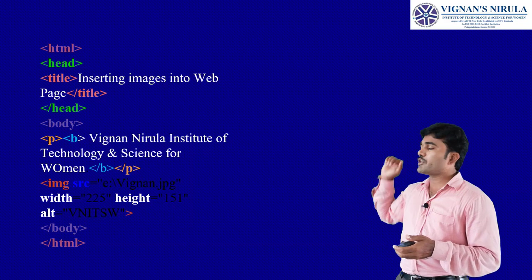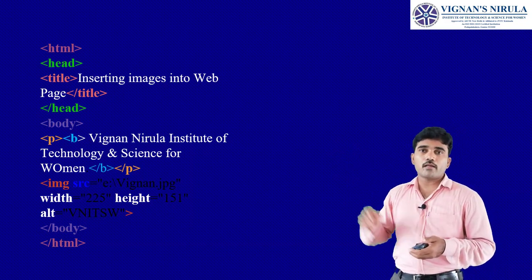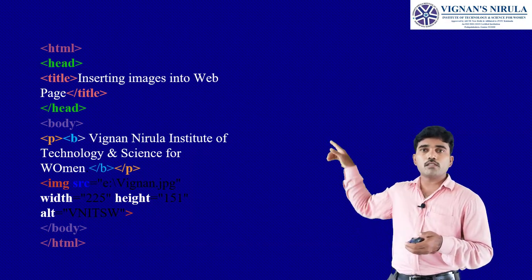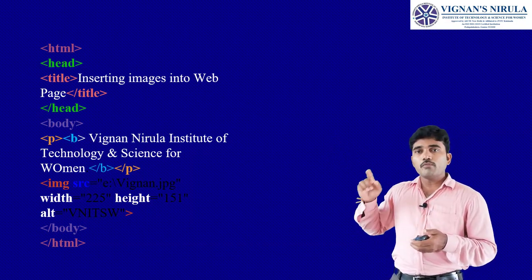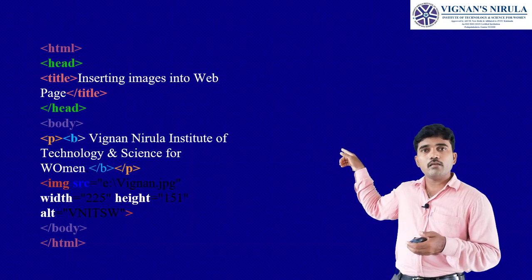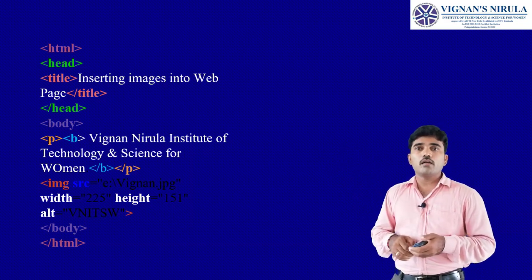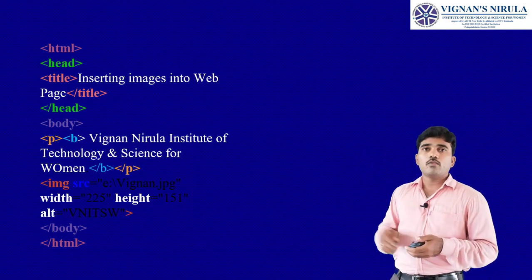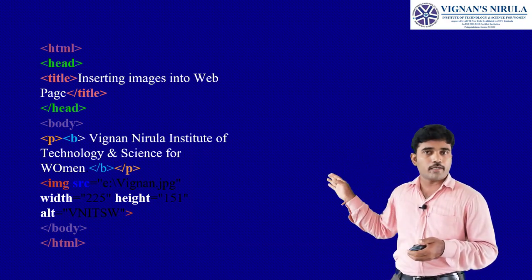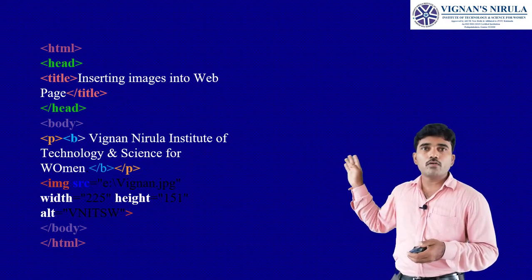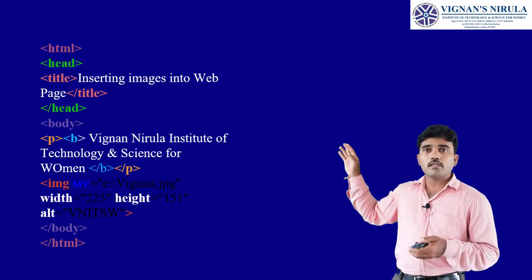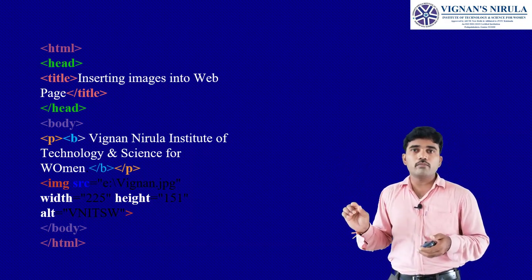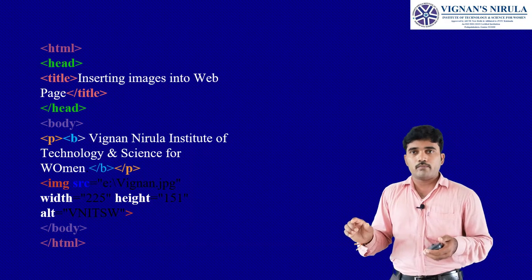In the body section, first I have started a paragraph, P. After writing the P tag, I have written B. It implements the bold effect on the text. The text I have written there is our college title, Vignan Nirula Institute of Technology and Science for Women. After that, B is closed and P is closed. That means one paragraph is written by me which has the bold effect.